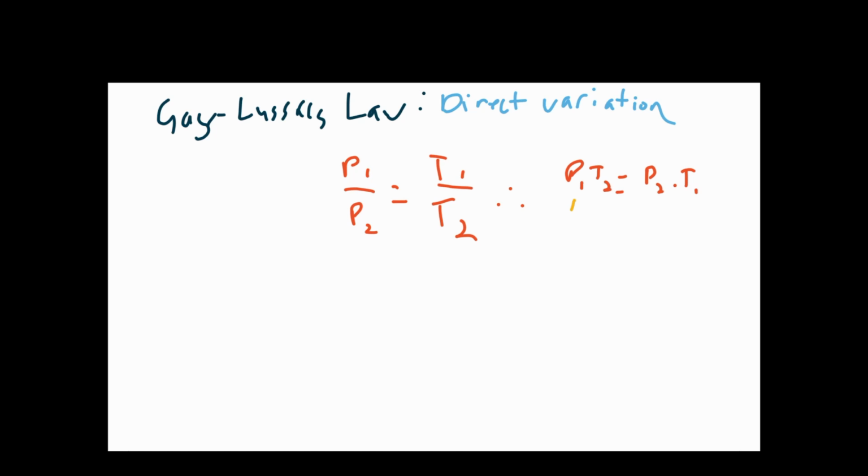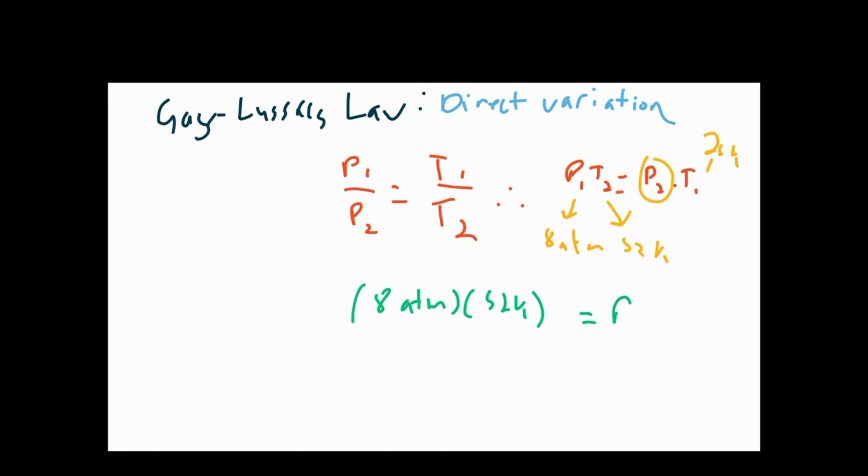If our pressure is given as 8 atm and our temperature is given as 52 Kelvin and our second temperature is given as 26 Kelvin, we need to find our pressure 2. Alright, so what we do is let's multiply our 8 atm times our 52 Kelvin, and we see that'll get us our pressure 2 times our 26 Kelvin.